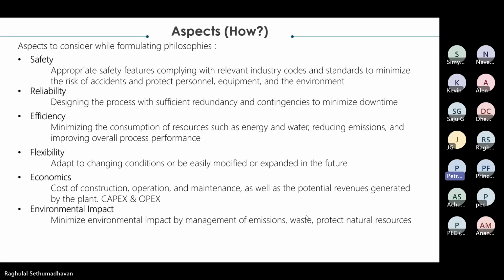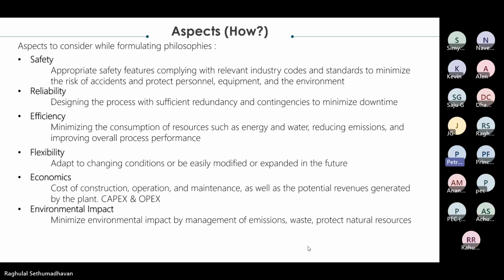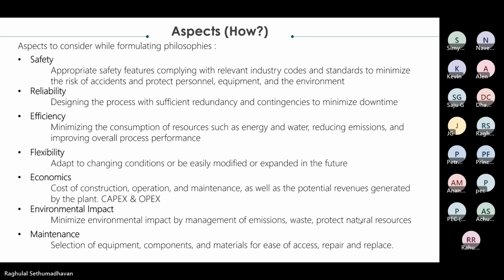Then there is environmental impact as well. We should reduce all the emissions, wastage, and minimize consumption of the resources. We should adopt alternative technologies if required. Next one is maintenance. Selection of equipment shall be done considering the maintenance aspects, like availability of spares, and providing spares to reduce downtime. So these are the aspects.